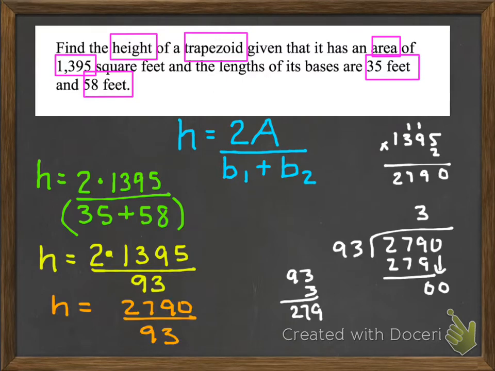Okay, so as you can see, we've got 2,790 divided by 93. When I went to set this up as a division problem, I looked to see how many times I could get 93 into 279. It occurred to me that 9 times 3 is 27, so let's check that out. As you can see, 93 times 3 gives us 279. So I got us to that point.